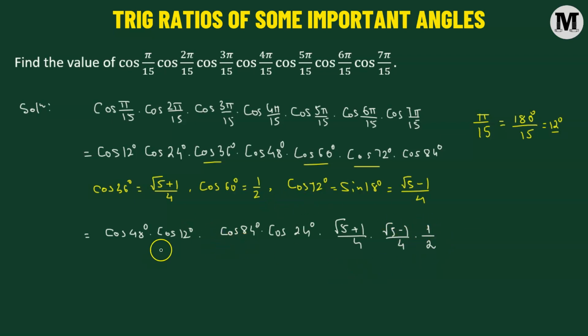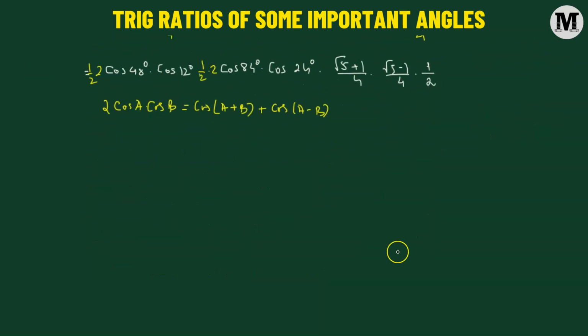The reason we are taking the product of two cosine functions at a time is that we can use a formula: if we have 2 times cosine of angle A multiplied by cosine of angle B, then this is simply cosine of A plus B added to cosine of A minus B. Here we have a factor 2 missing. All we have to do is multiply and divide by 2. Similarly, we'll multiply and divide by 2 for cosine 48 degrees and cosine 12 degrees.